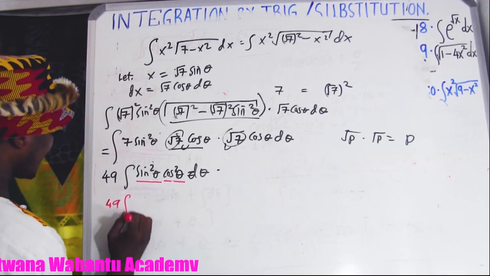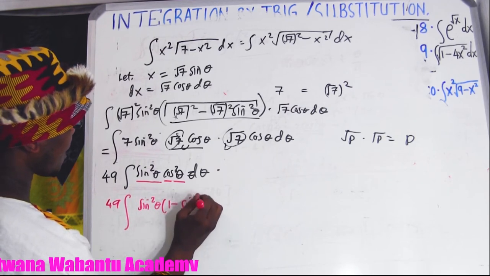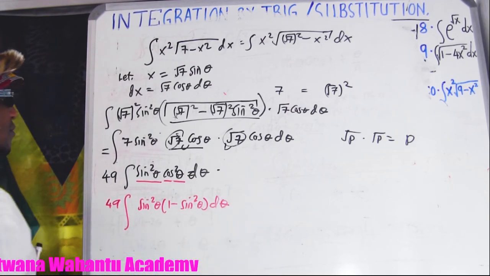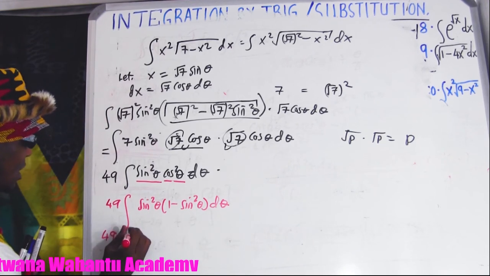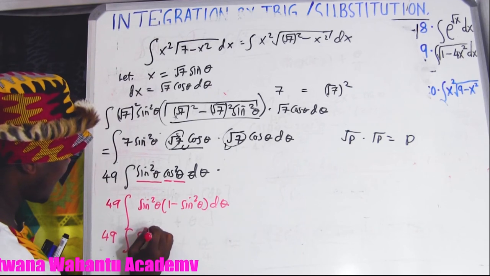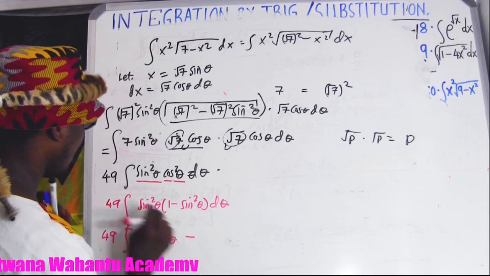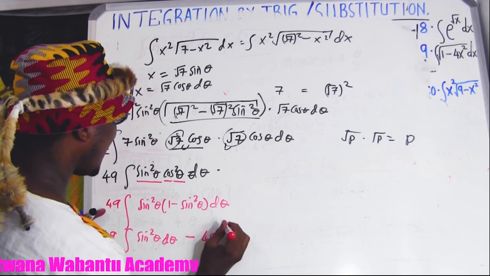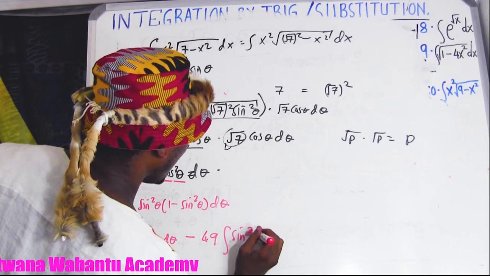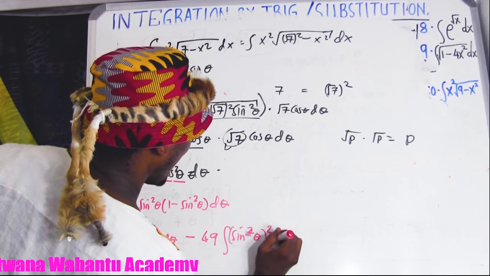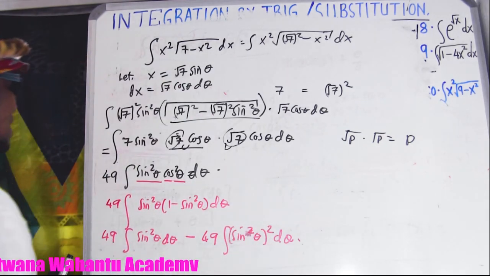So we say 49. We got sine square here, times 1 minus sine square. You see what I'm saying? I can multiply that out. So let me say 49, you know, this is going to be sine square minus sine power 4. And this is going to come in, it's going to be 49 integral sine power 4. Or I can say sine square, squared again, d theta. I'll tell you why. So I can deal with this, and I can deal with this in a separate case.